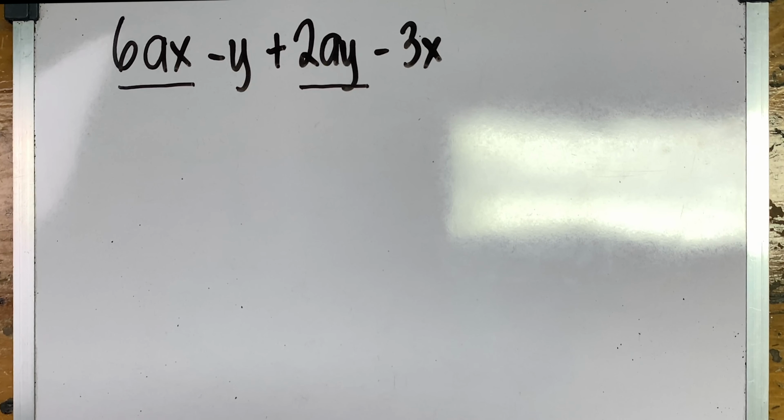Okay, now to check if our answer is correct, we'll have to use the FOIL method again. Using the FOIL method, we have 3x times 2a gives us 6ax. And then 3x times negative 1 is negative 3x. Y times 2a gives us 2ay. And then y times negative 1 is simply negative y. Therefore, our answer is correct.